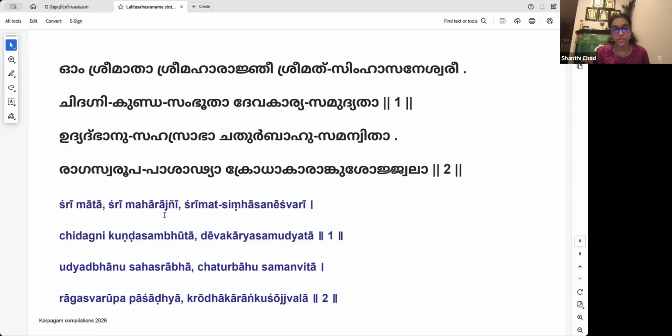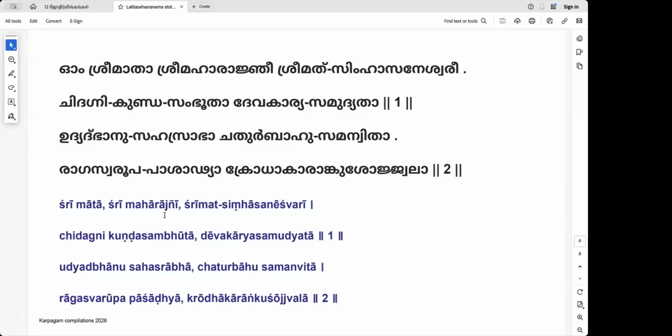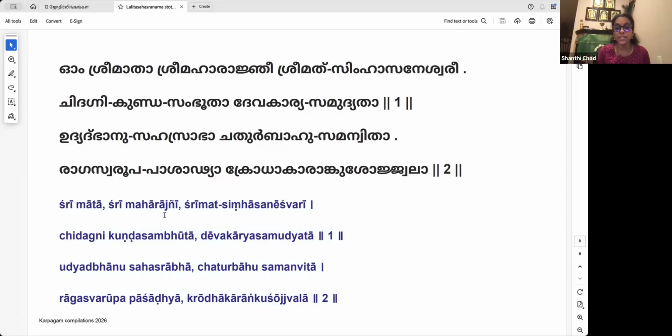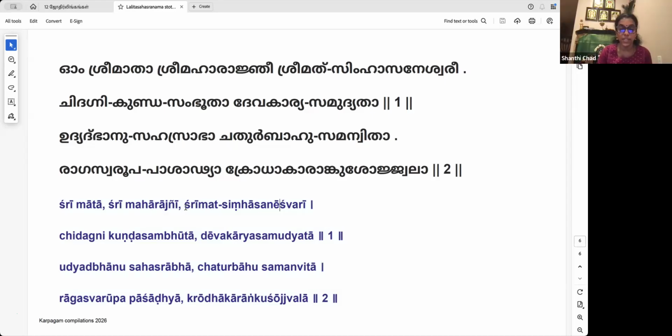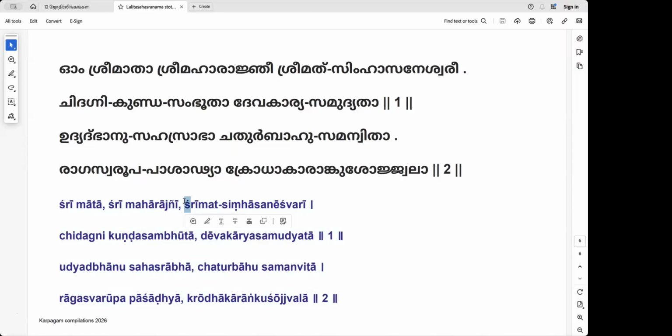Shrimat Simhasaneshwari. Yeah, and to whoever asked earlier, this symbol above the S denotes the Shankarasha, the softer sha. Okay. Shrimat Simhasaneshwari.